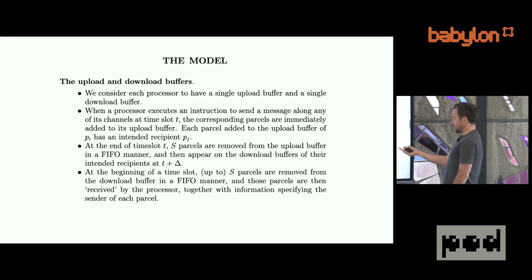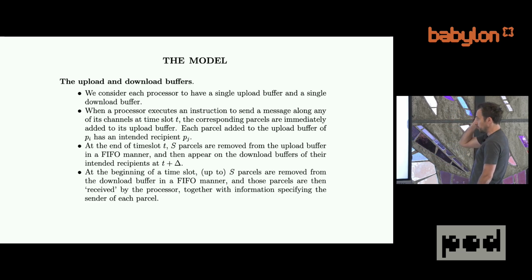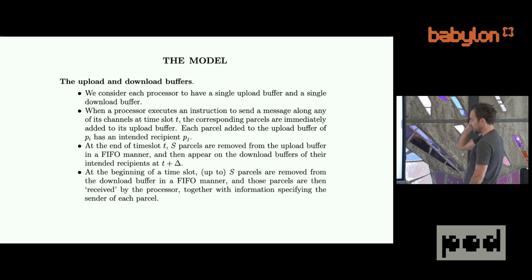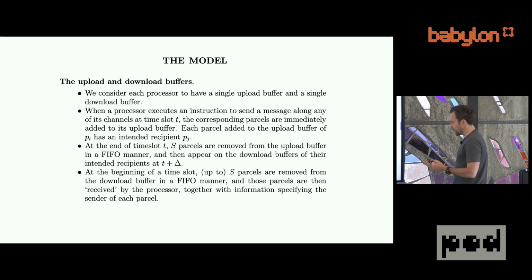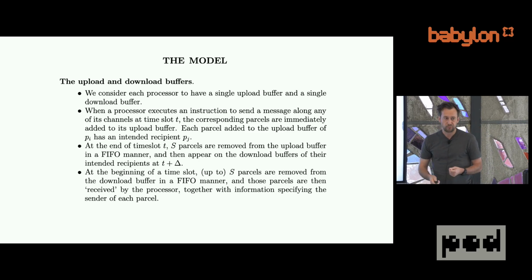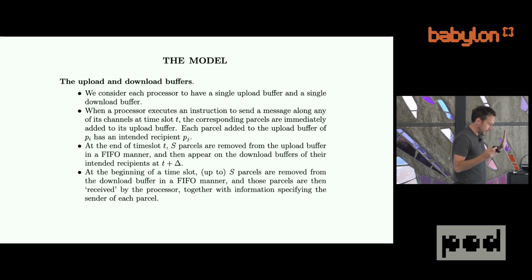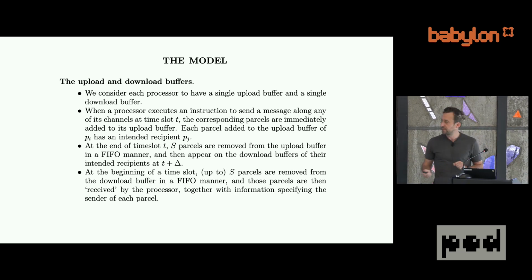And then at the beginning of a time slot, up to S parcels are removed from the download buffer in a first-in, first-out manner. Those parcels are then received by the processor, together with information specifying the sender of each parcel. So there's nothing surprising happening. It's very simple. We just have these two queues.